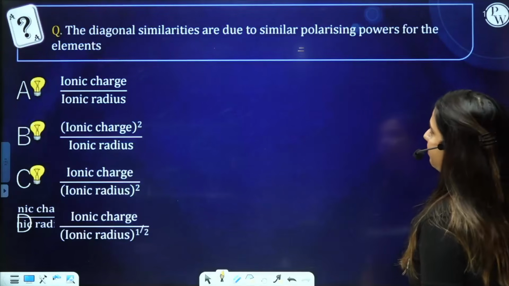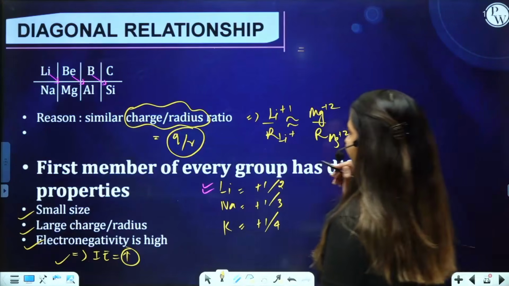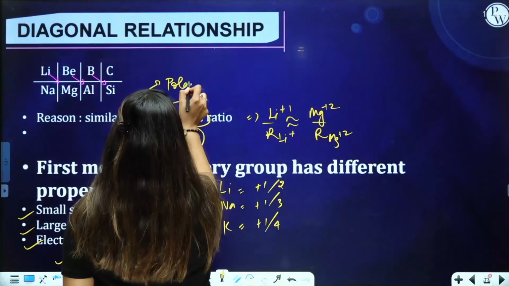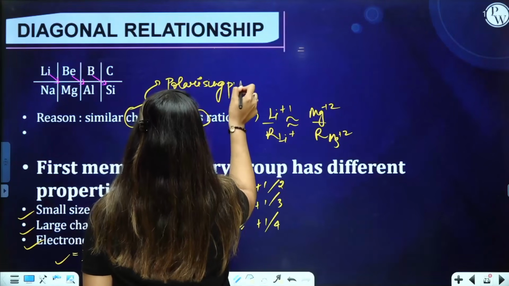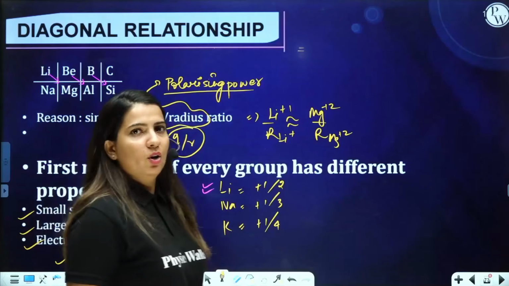The diagonal relationship is due to the similar polarizing power. Yes, you need to remember this also, that this charge by radius ratio is also called polarizing power. Do not get confused with this word. This is nothing, just charge by radius ratio, nothing else.